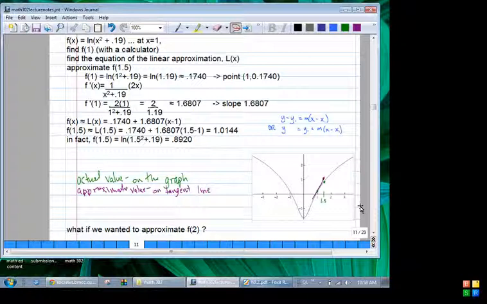The tangent line we just found? Yeah. Okay, so we don't have to do that then. We already did it. Yeah. Okay, so we have it. We have a tangent line, which is a linear approximation. So, okay, plug in 2.